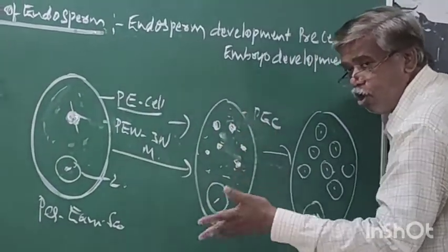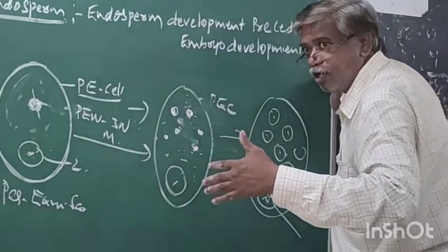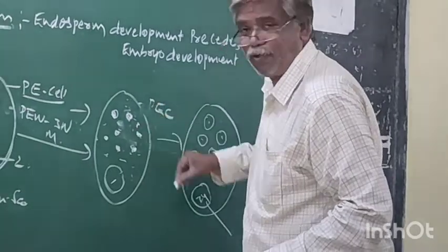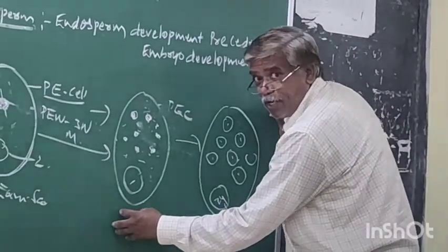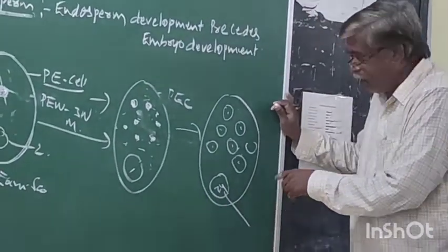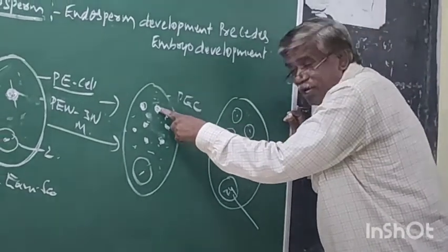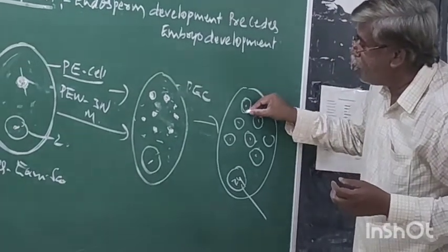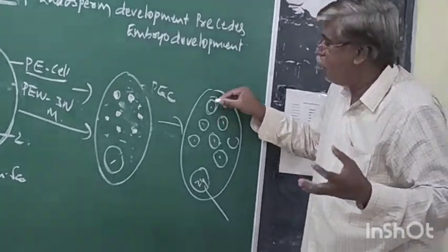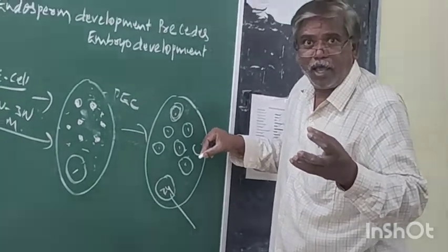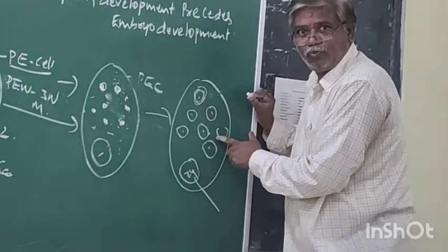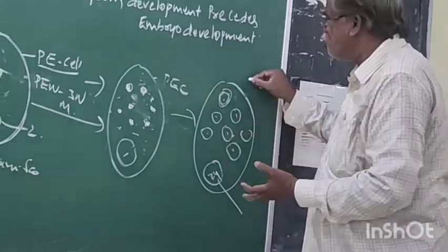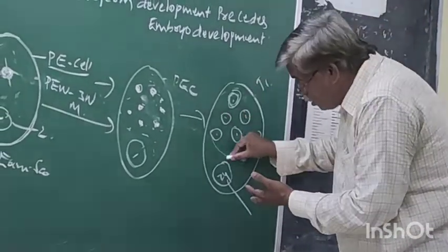2 become 4, 4 become 16, like only nuclear division forming a multinucleate stage. Now it is intermediate. Now each nucleus develops cytoplasm, develops a cell membrane and becomes cells. How many cells? Some thousands of cells. These thousands of cells are nothing but tissue. This tissue is nothing but endosperm.